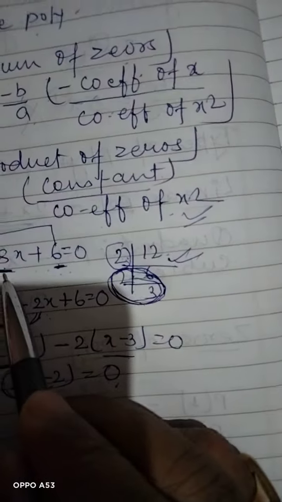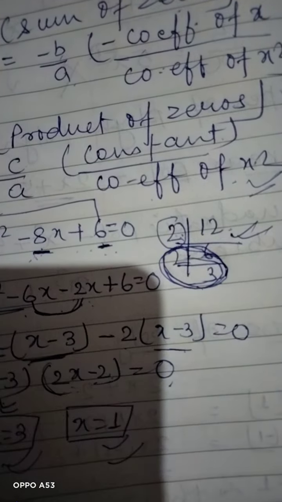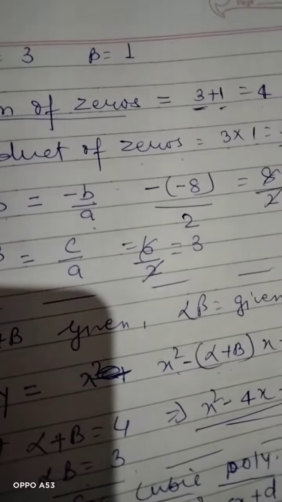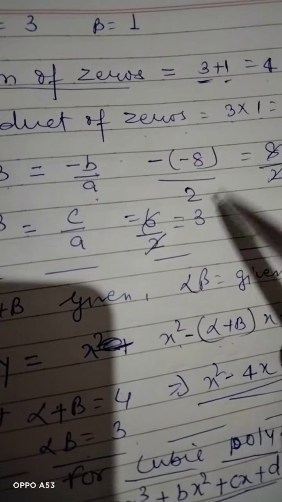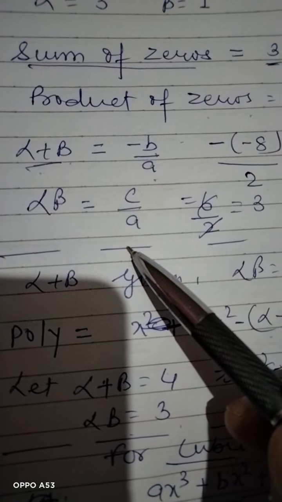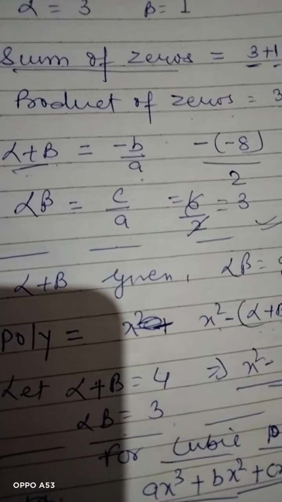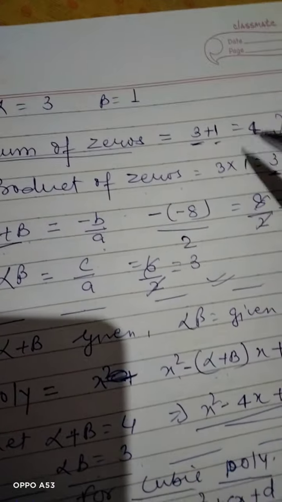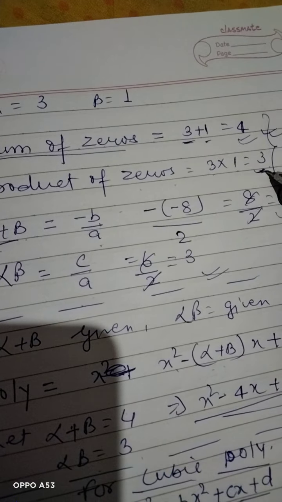Minus b means you can see here, this is the b. Okay, this is the b, means minus b means क्या करना होगा, माइनस इंटू -8/2, minus into -8/2 we get 4, and the alpha beta, that is the product of the zeros, that is the c by a, we get 3. So we have calculated the sum of the zeros, that is the 4, and the product of zeros, that is the 3.